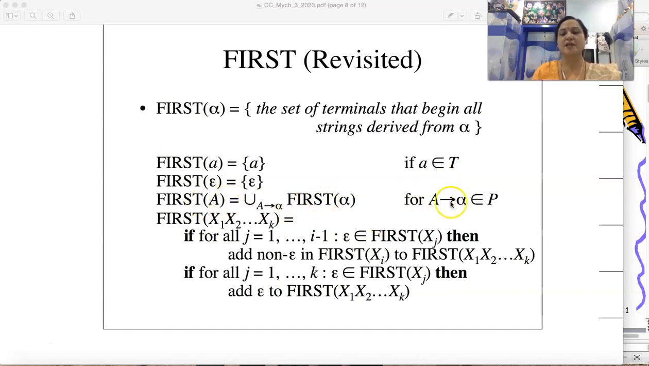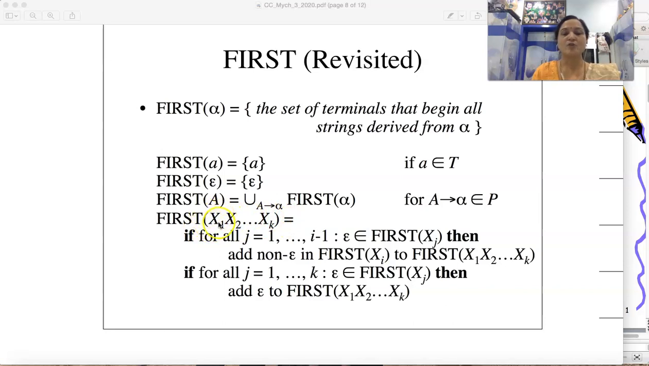Suppose there is a production A tends to alpha. So first of A is first of alpha. Now the last rule is a little complicated: first of 3 or 4 continuous non-terminals. Here x1, x2, x3, xn stand for non-terminals.